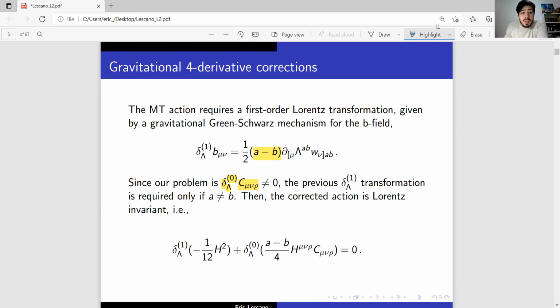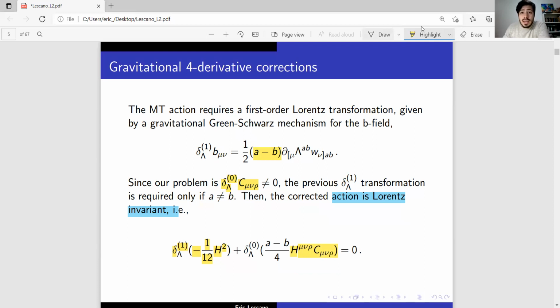When we deform the transformations, the action is Lorentz invariant, the complete action. Why? Because the first order transformations act on the zero order part. The first order transformations transform the H term, because it's the only term which contains the B field. This term over here now transforms under Lorentz transformations, and the first order action, this over here, transforms under the zero order transformation, and both contributions exactly cancel.